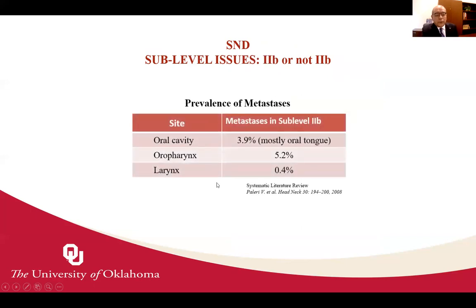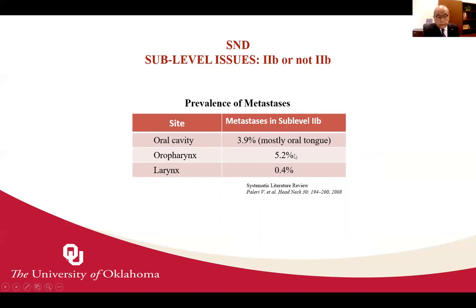Well, when we look at the prevalence of metastases, this is another systematic review of the literature that shows that in the oral cavity, metastases in sublevel 2B occur in 3.9% of the cases, mostly in cases with oral tongue cancer. In the oropharynx, a little higher, 5.2%, and in the larynx, very low.